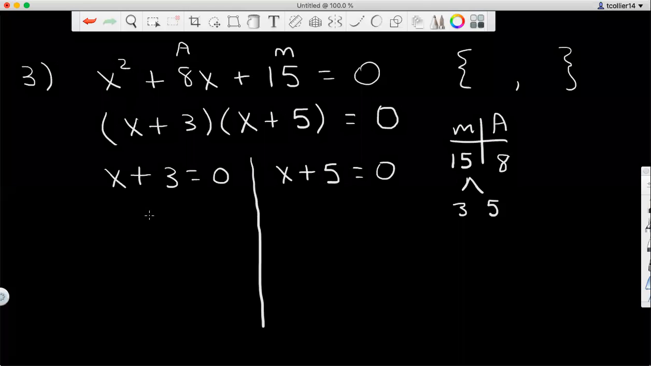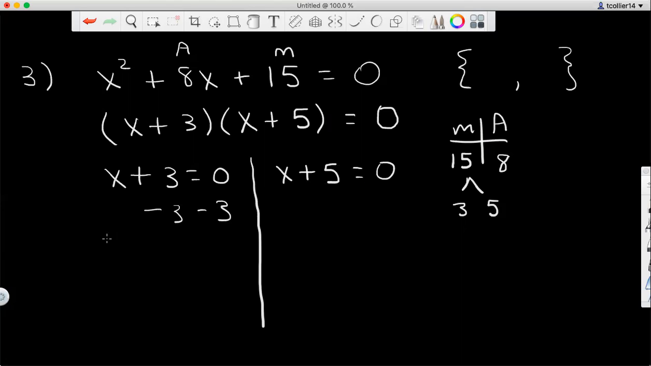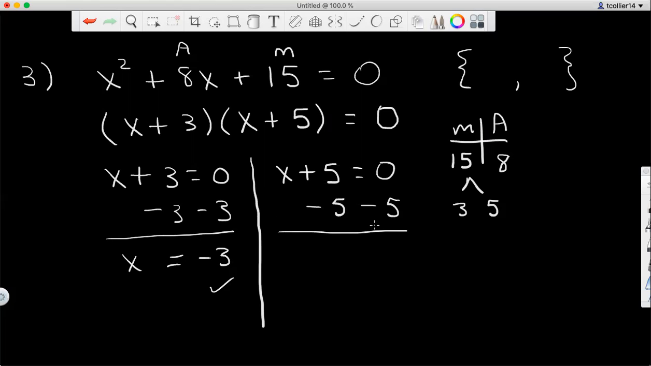Okay, so for the first one, I've got to subtract 3 from both sides. And I get -3. Over here, I need to subtract 5 from both sides, and I get x is equal to 0 minus 5. That's going to be -5. So my two answers are going to be -3 and -5.